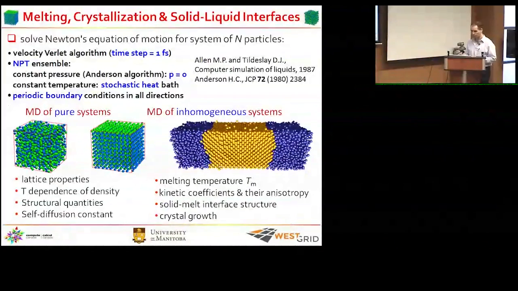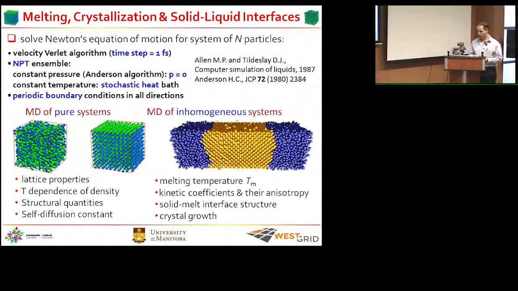For this system, we use MD simulation with a system of N particles. We use the velocity Verlet algorithm I talked about earlier. We use simulations at constant pressure, which is equal to 0. We use periodic boundary conditions in all directions. The first step is to study the pure phases, which means the crystal and the liquid separately, to have all the properties of this system. We can have, for example, lattice properties, the density, some structural properties, the diffusion, and so on.